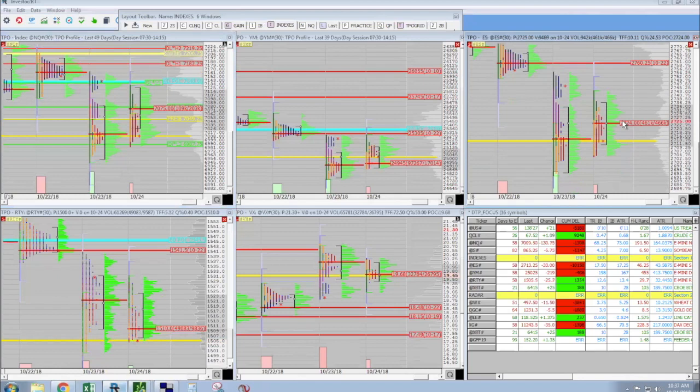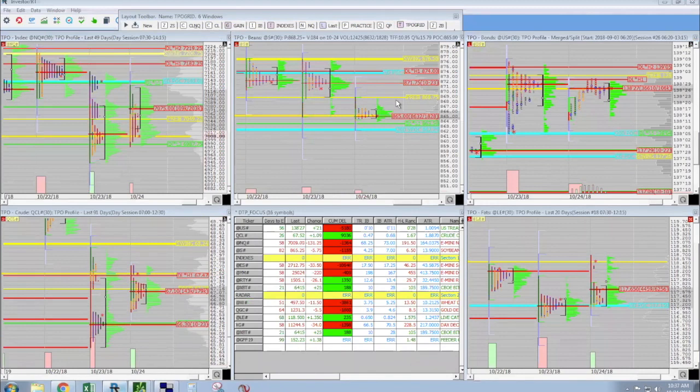All these indexes are just still inside days. Inside days, inside days. So ES, CL, NQ, YM, some good products.